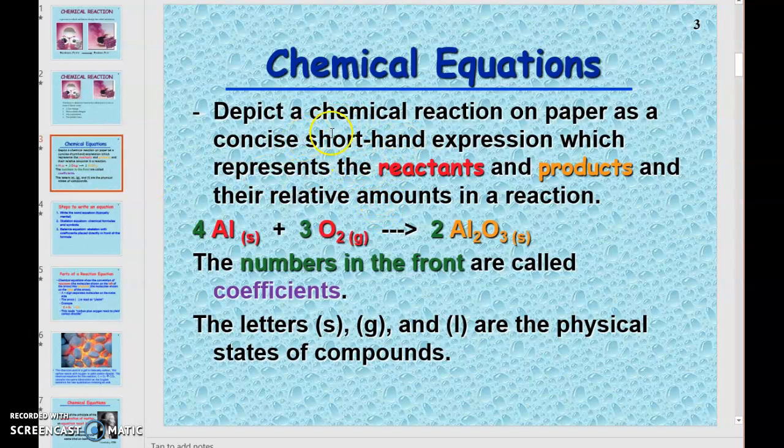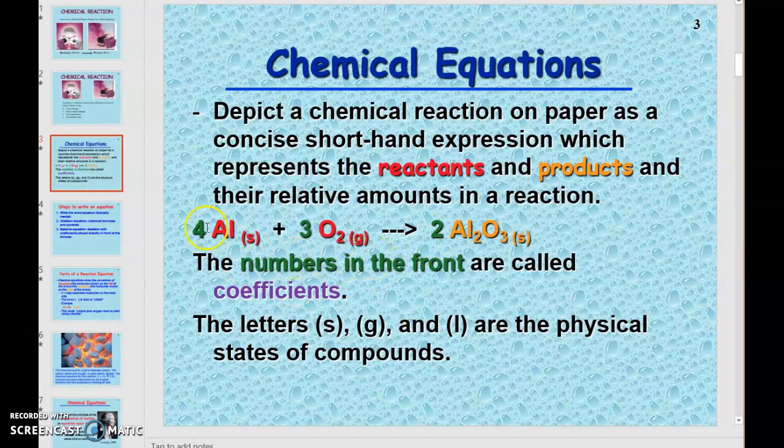All right, chemical equations are going to be a way that we write out a chemical reaction on paper to represent what's happening in the reaction. We're going to show the reactants on the left side of the reaction, the products on the right side, and then the relative amounts by showing these coefficients. And later we're going to talk about why you need to balance a reaction using coefficients.